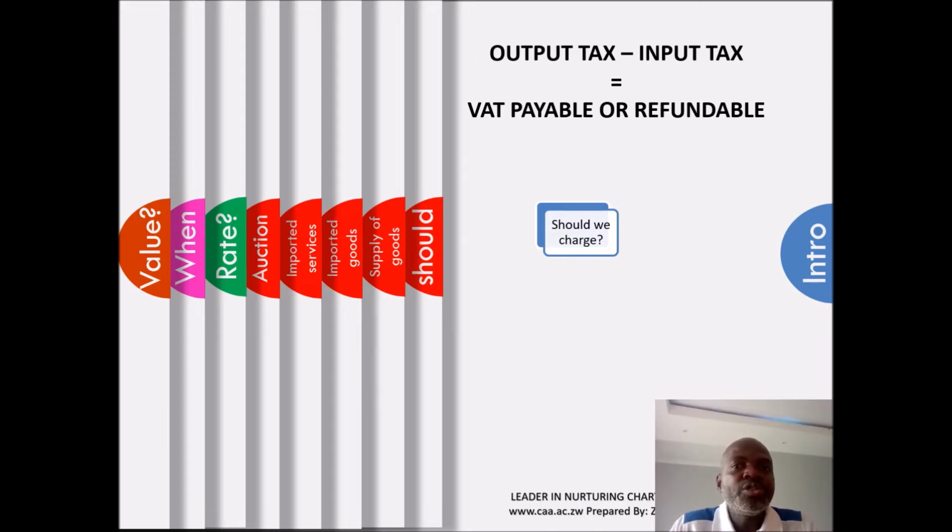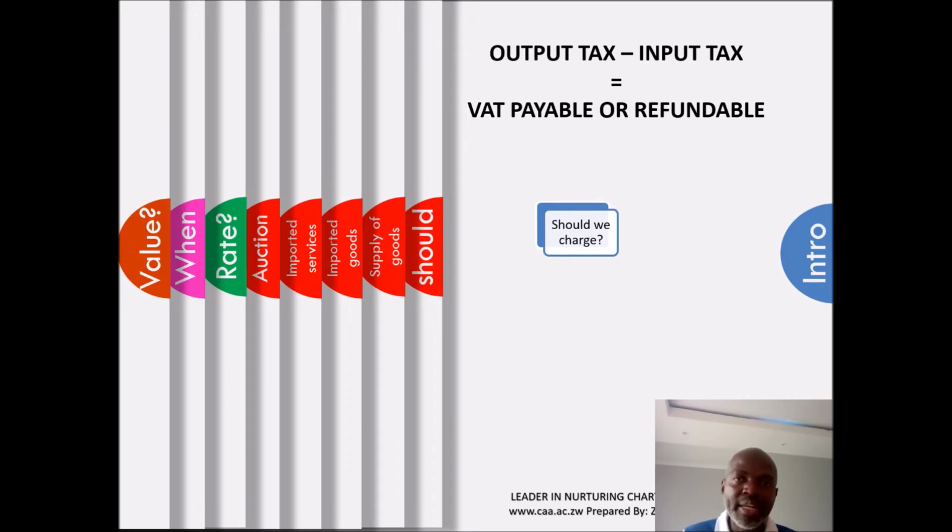And lastly, which value are we going to take? Why $12 for the shirt, going back to the shirt example? So these are four major issues that we're dealing with. Should we charge VAT in the first place? At what rate? When? And on which value?